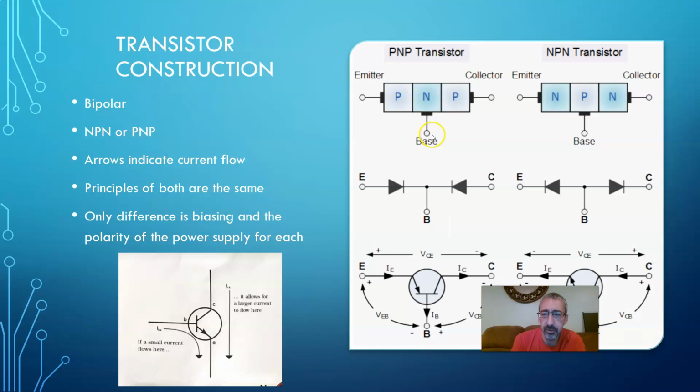If we look here, here's our emitter, here's our base. Here we have a negative, here we have a positive. There something happens, and when that happens, this flows to this. Over on this one, we have our base, which is positive, and the emitter is negative. So boom, when that happens, this flows out of here.